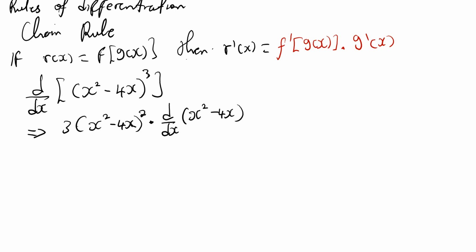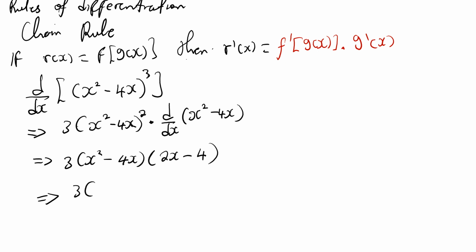So this will give us 3 into x squared minus 4x multiplied by, the derivative of this is going to give us 2x minus 4. And then if you want, you can take out the factor of 2 outside, or you can go ahead and multiply these things. Let's see what we'll be having if we multiply this. We will have 2x cubed minus 4x squared minus 8x squared plus 16x.